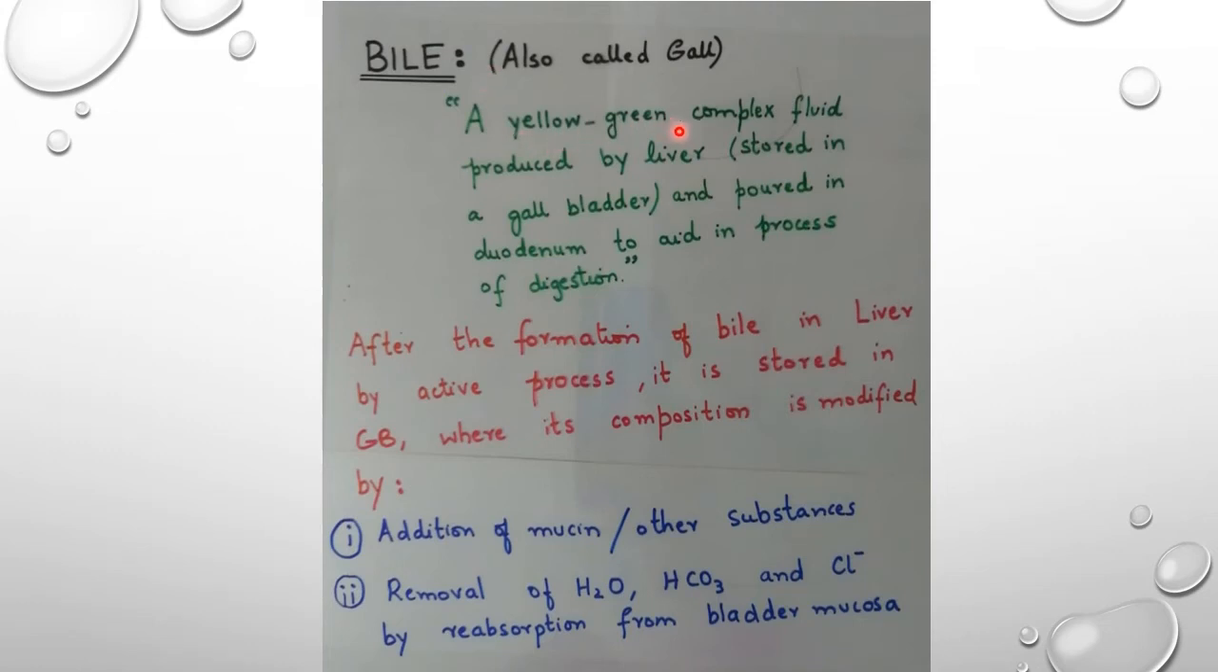Bile is a yellowish-green fluid which is produced by the liver and then stored in the gallbladder. Afterwards, it gets poured into the duodenum and helps in the process of digestion. After the synthesis of bile in the liver, it gets stored in the gallbladder, where its composition becomes modified and it becomes concentrated. For example, during its modification, there is addition of mucin and some other substances, and also removal of water, bicarbonate, and chloride.